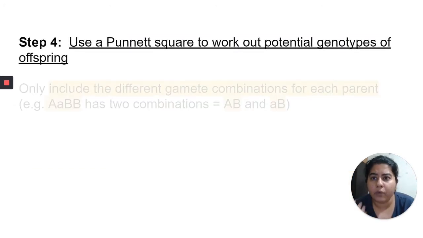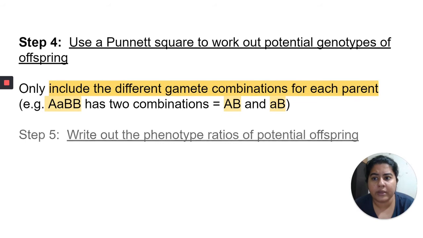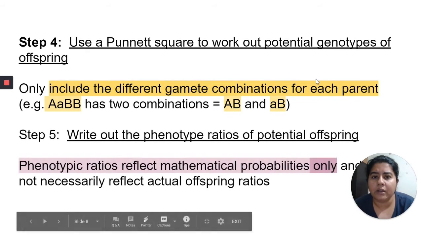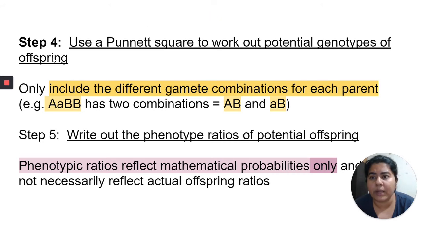Then in step 4 and 5 you'll make your Punnett squares. Take a quick look at what to keep in mind. So in step 4, when you're making the Punnett square for the potential genotype of the offspring, make sure you're including the different gametic combinations of each parent. So for example, if the parent's genotype is capital A, small a, but the B gene is homozygous, capital B and capital B, then there will only be 2 types of gametes.